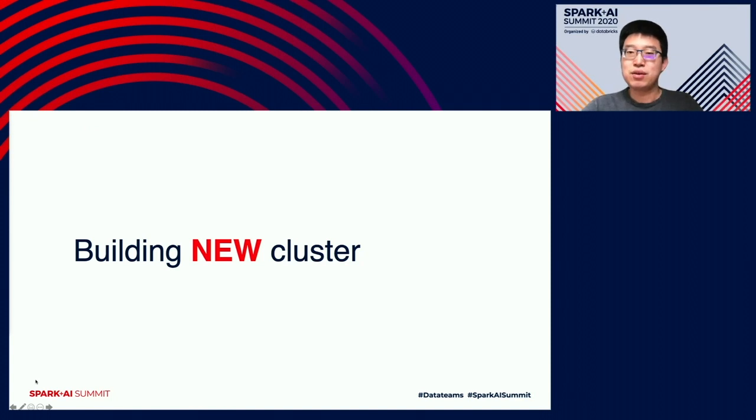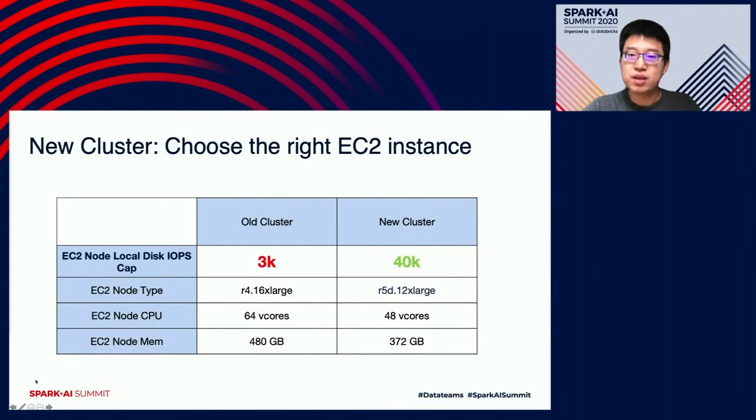New cluster. When we were building our new cluster, we were determined to remove the cluster-wide performance bottleneck so that each team could focus more on building impactful products instead of dealing with performance issues. With the performance bottleneck in mind, we did multiple rounds of testing, trying to find the best hardware configuration for our Spark workload. Eventually, we settled on EC2 type R5D. It's local disk optimized, which brought the local disk I/O per second from 3K to a whopping 40K.